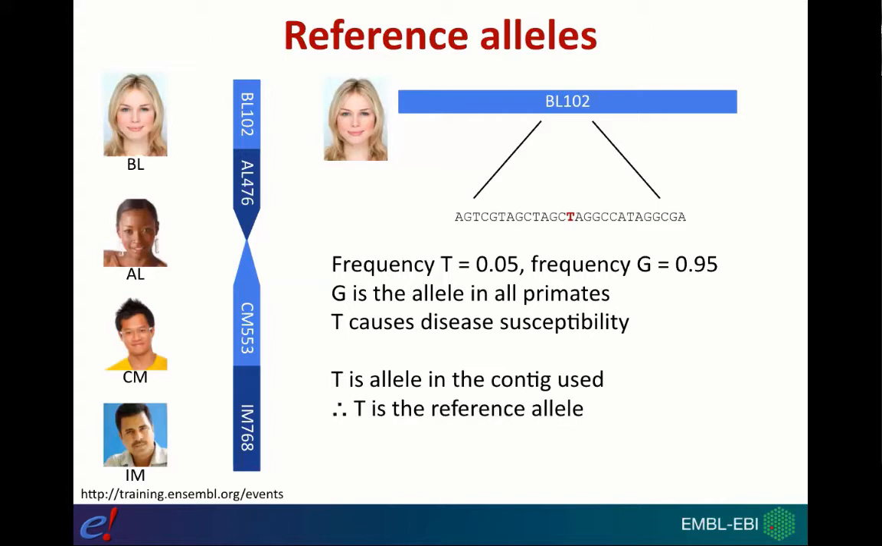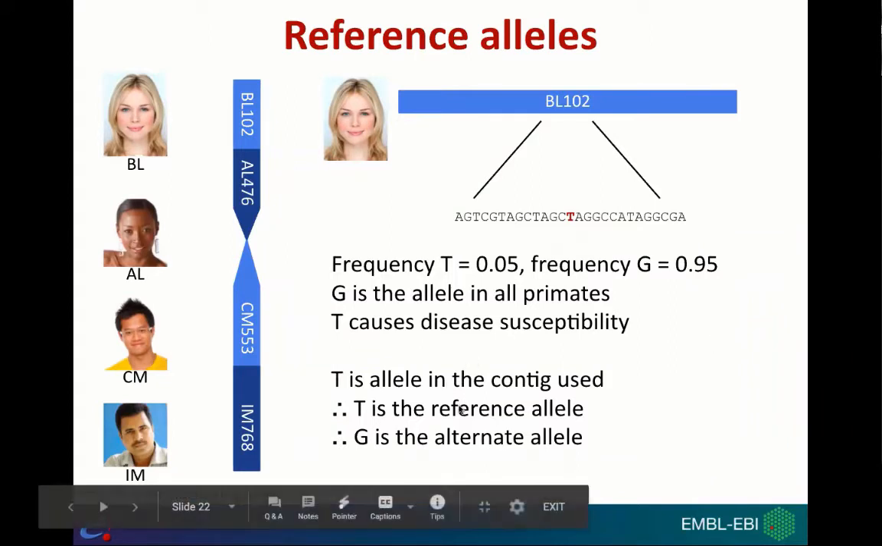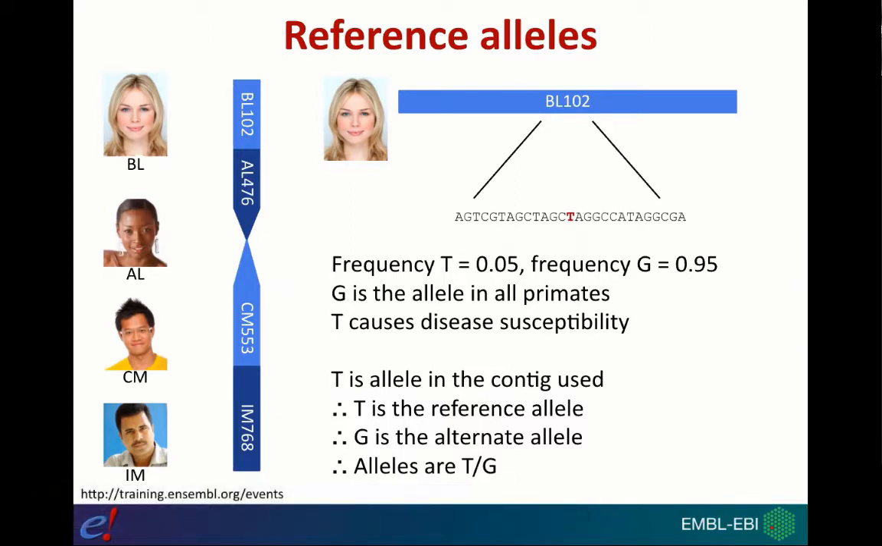So T is the reference allele, and G is the alternate allele. It doesn't matter about allele frequencies, it doesn't matter about ancestral conservation, and it doesn't matter about disease susceptibility. T is the reference allele, and G is the alternate allele. And so we would always list those alleles in Ensembl as T/G. The reference is what's found in the reference genome sequence, the GRCh38 reference genome sequence, and then the G is what has been found in other sequencing experiments after that, so in the 1000 Genomes Project or the gnomAD project, for example.